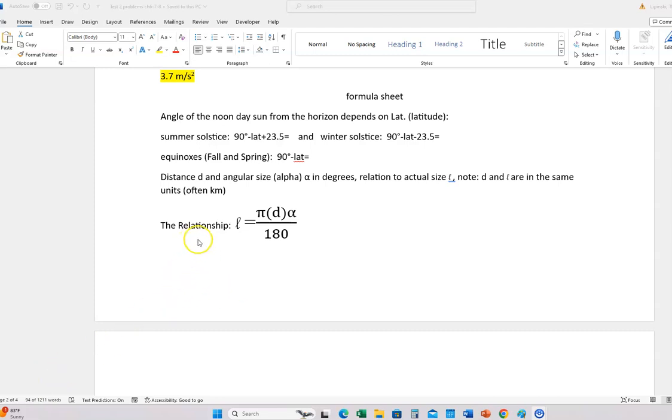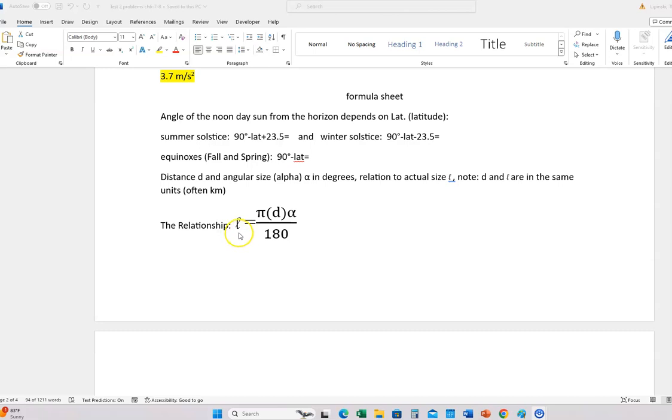Okay, so this is the formula sheet for the test, or part of it anyway. The reason I have this on here is because for question number three, we're going to use this equation. Let me describe this equation for just a moment.